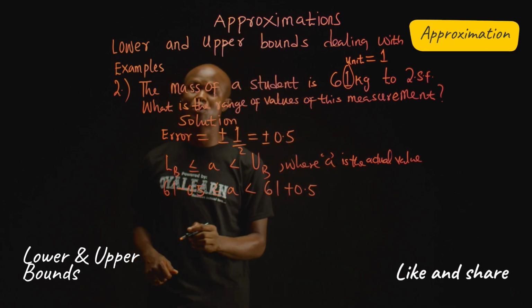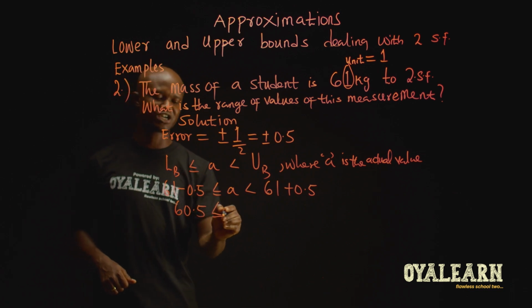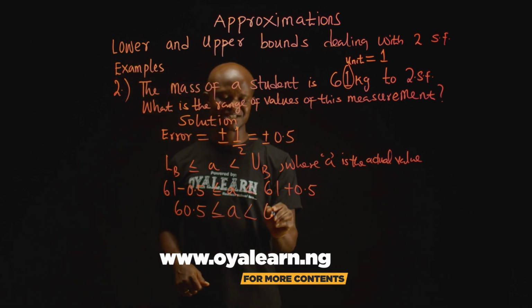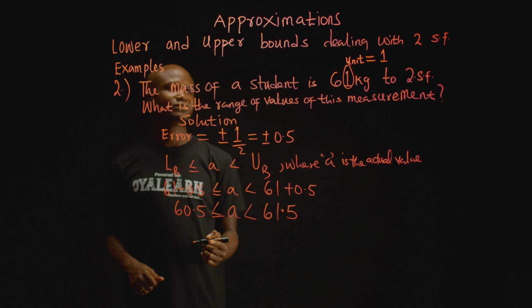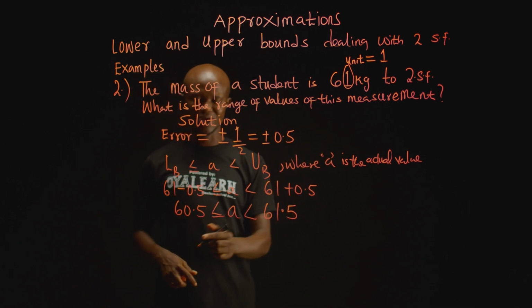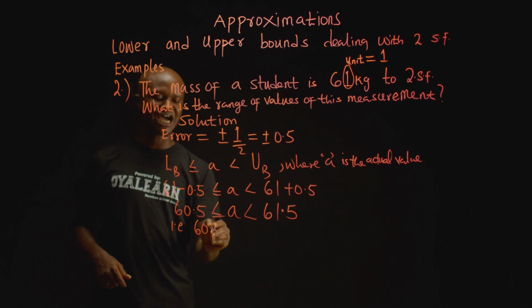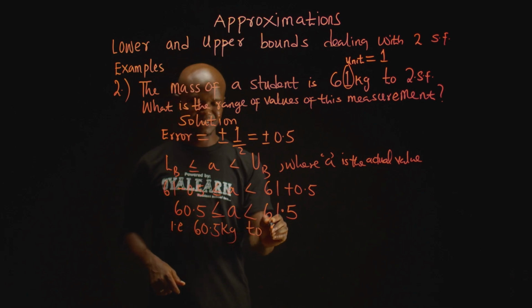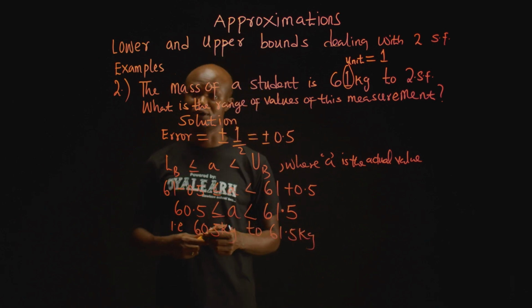Now, 61 minus 0.5 will give us 60.5. Then we have less than or equal to A, less than 61 plus 0.5, which is 61.5. So this describes the range of values of the measurement. We can also write this as 60.5 kg to 61.5 kg. That is the solution to the problem. Thank you.